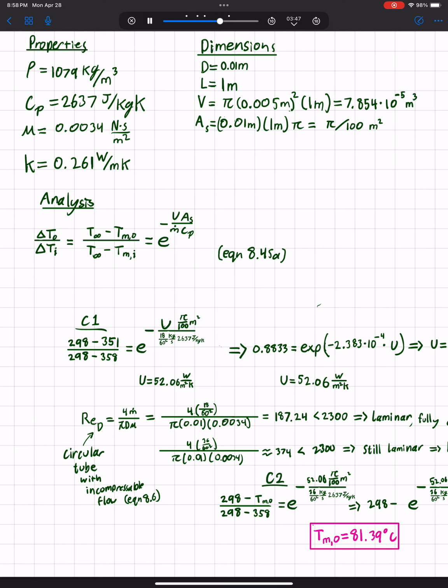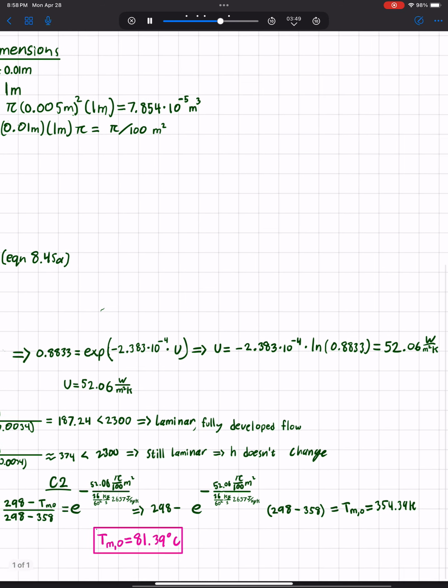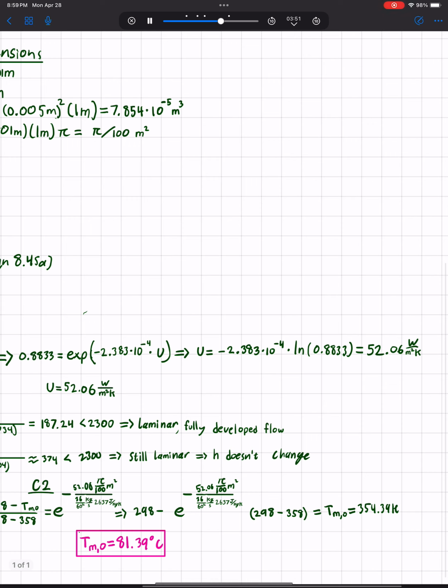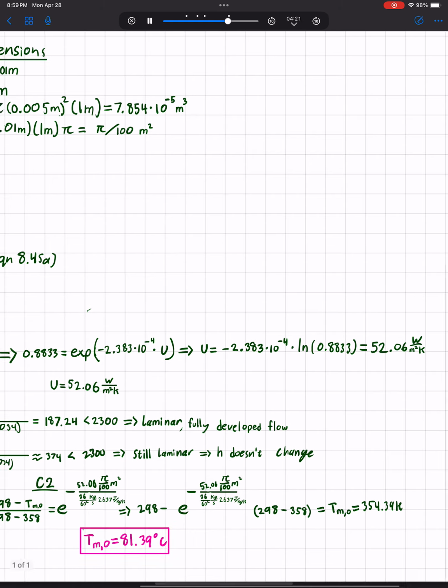So you want to rearrange this, and you're trying to find U. You simplify all that and rewrite it. You get that 0.8833 is equal to e to the power of negative 2.383 times 10 to the negative 4th times U. So solving for that, you find that U is equal to negative 2.383 times 10 to the negative 4th times ln of 0.8833, which equals 52.06 watts per meter squared Kelvin. So that is that part.